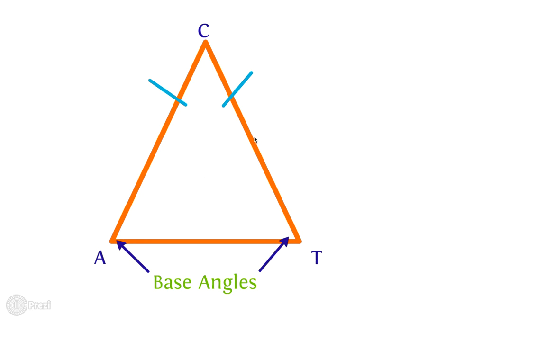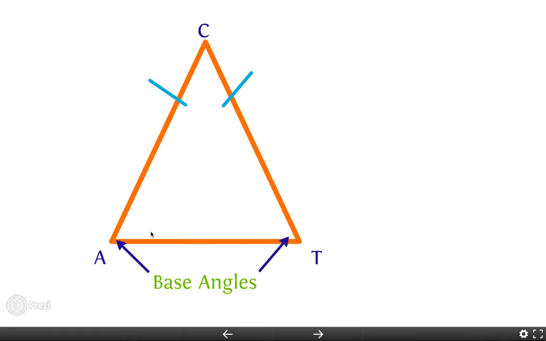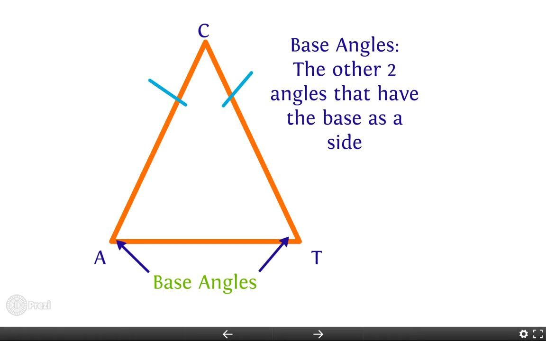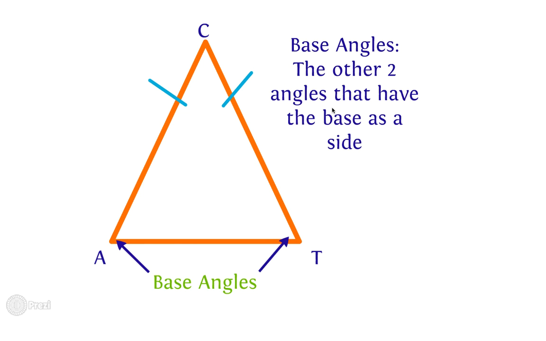All right, and lastly, our base angles. These are the angles that are across from the congruent sides, or if you notice, both sides of the angle are not congruent. Only one of them is one of the congruent sides, if that helps. So the vertex angle is made up of both congruent sides. Base angles only have one of the congruent sides. So that might help as you remember. It's the other two angles that have a base as a side as well.